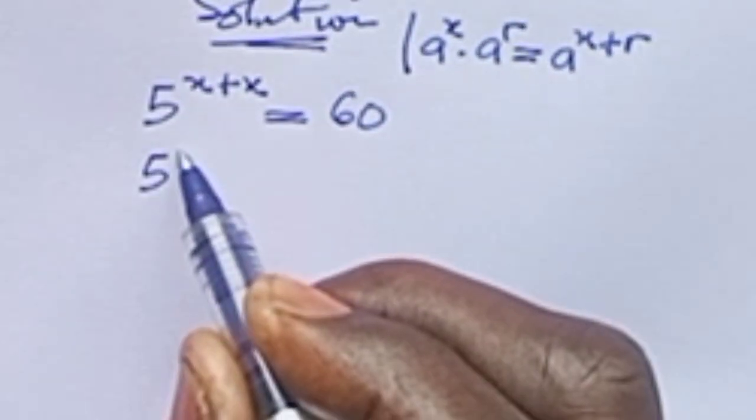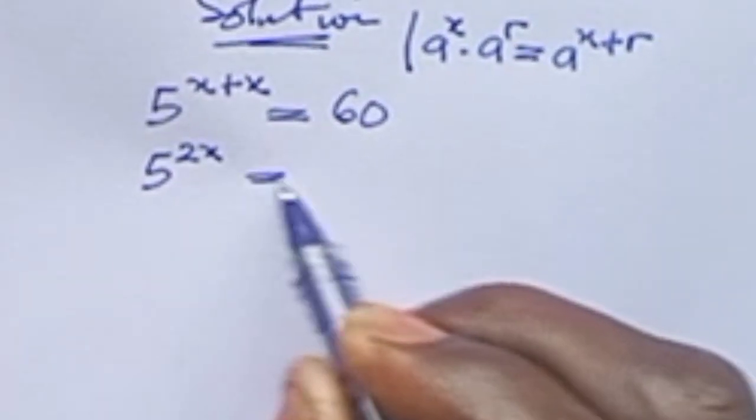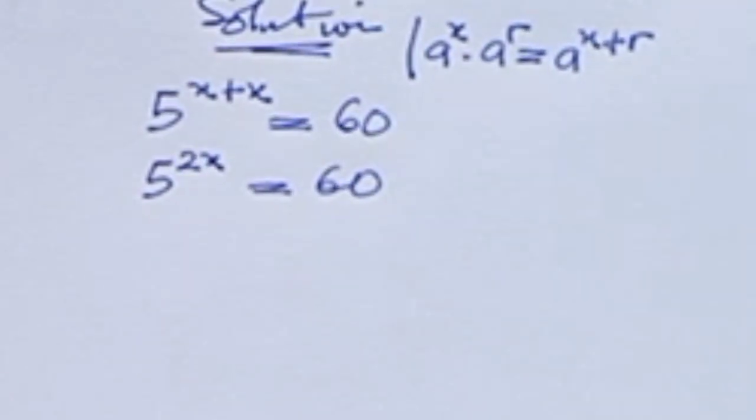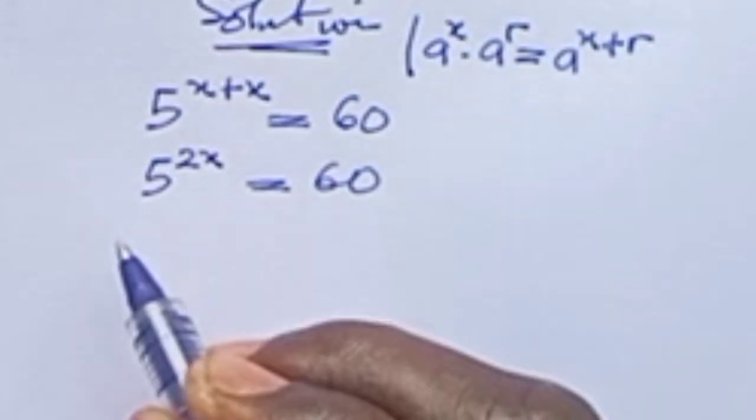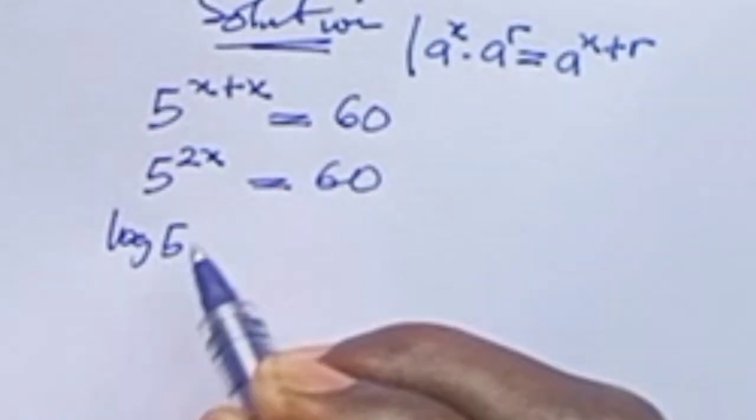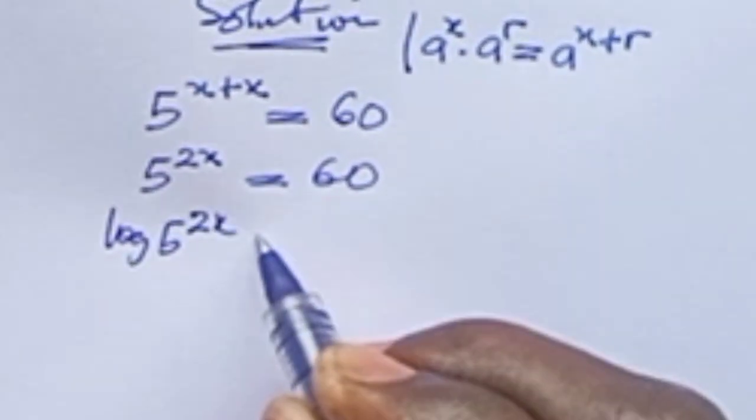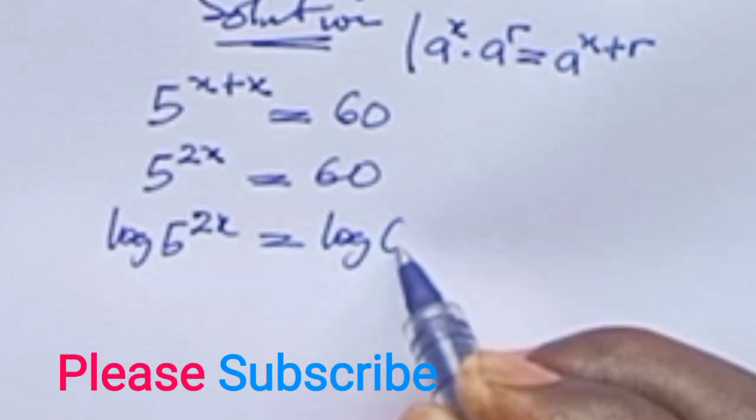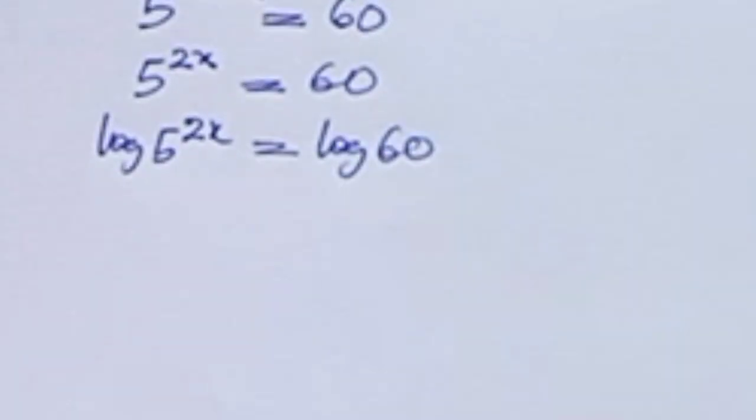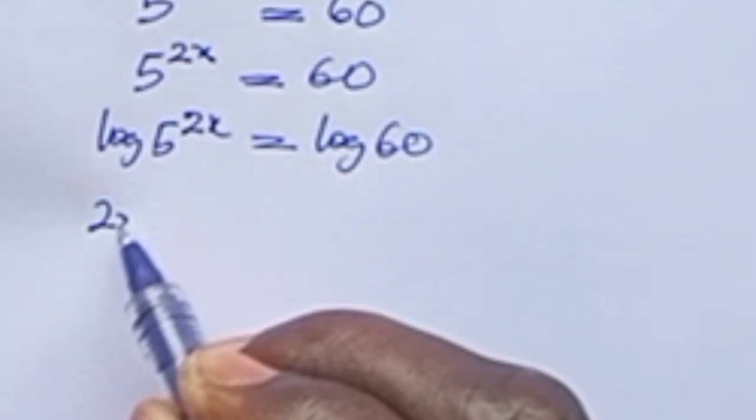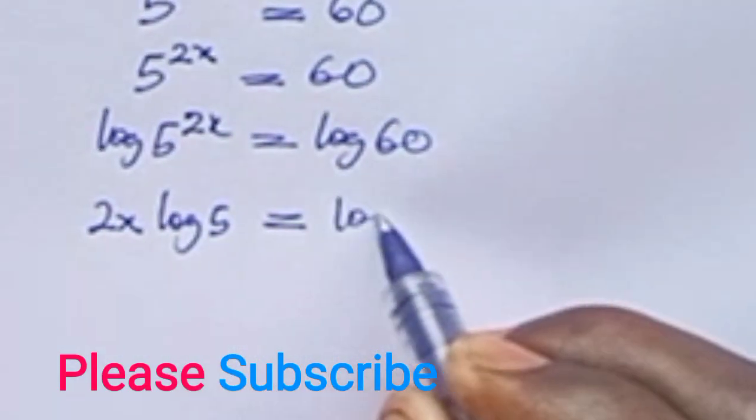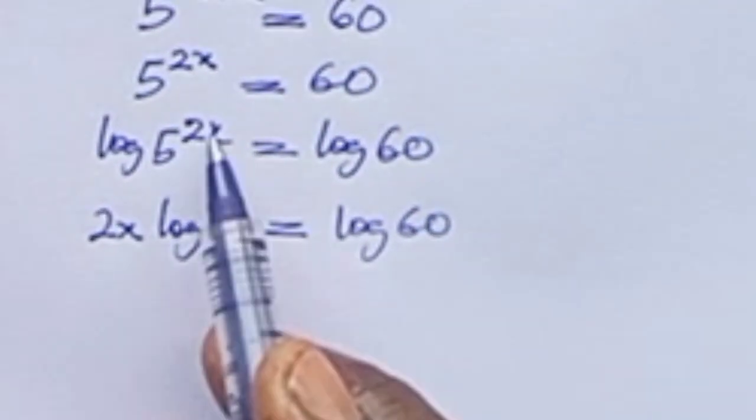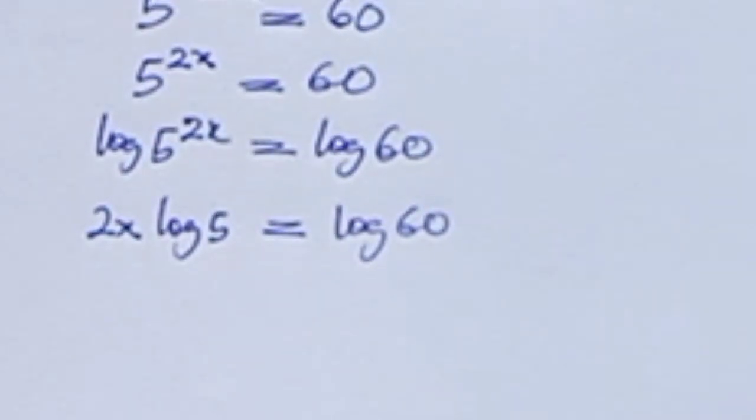That is 5 to the power of 2x is equal to 60. So here we're going to take log to base 10 on both sides. That is log 5 to the power of 2x is equal to log 60. And this becomes 2x log 5 is equal to log 60. So the power comes down to multiply the log and we are fine.